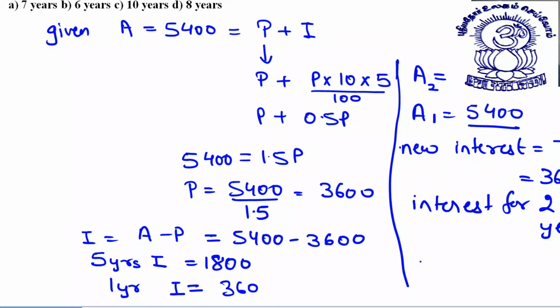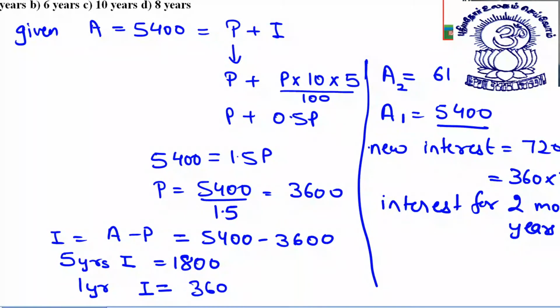Okay, see, this new interest is 720. That means interest for 2 more years. Let me just check, is it visible? Oh, I'm very sorry, it is not visible. Let me do something. I'll write this again. Just give me a second, dear students.